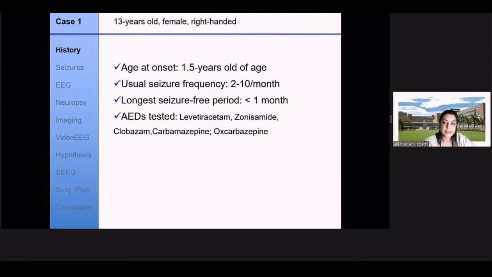She had her seizures, which started at the age of 1.5 years, and they kept on happening in an unrelenting manner. Their usual frequency used to be about 2 to 10 a month, and these episodes would cluster. And the mother was very, very aware of these episodes because they would all occur during her sleep.